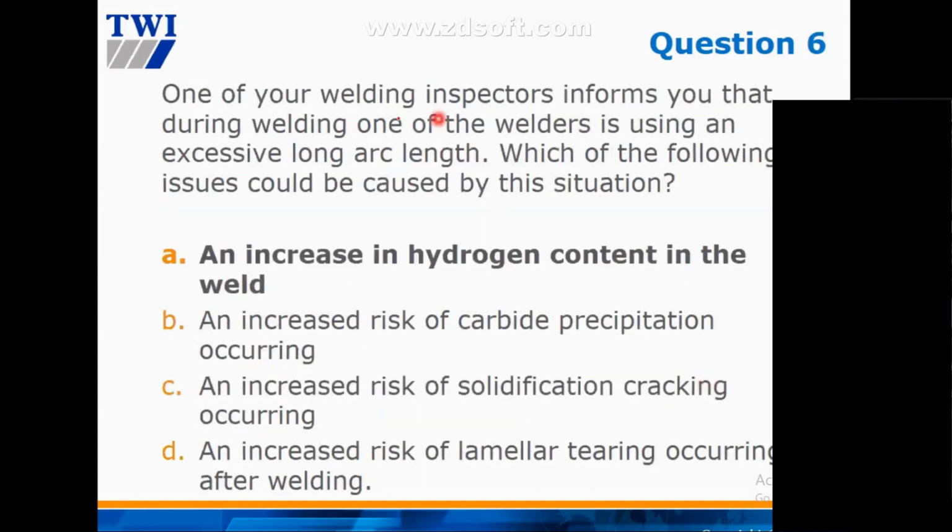Number 6, one of your welding inspectors informed you that during welding, one of the welders is using a long arc length. All right, long arc length here, we understand, yesterday I think we talked about this. When we got a long arc length, so the electrode, and then we got the base metal here, or parameter.